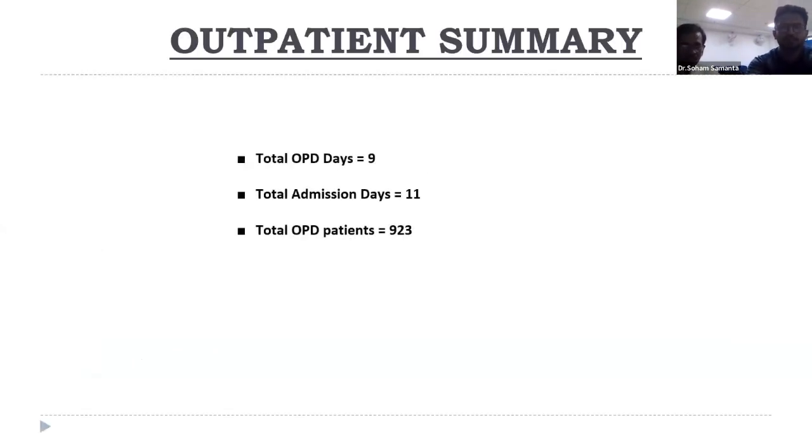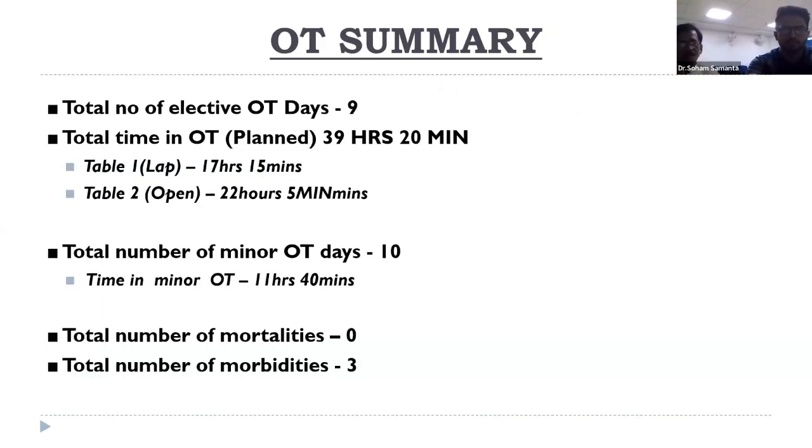Total OPD days 9, total admission days 11, total OPD patients 923, total number of elective OT days 9, total OT planned 39 hours 20 minutes, table 1 lab 17 hours 15 minutes, open 22 hours 5 minutes. Total number of minor OT days 10, total time in minor OT 11 hours 40 minutes, total number of mortality 0, total number of morbidities 3.